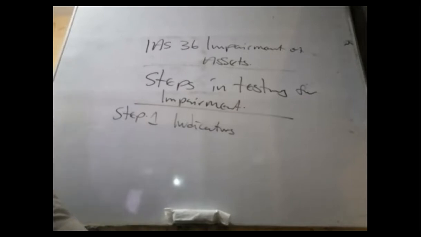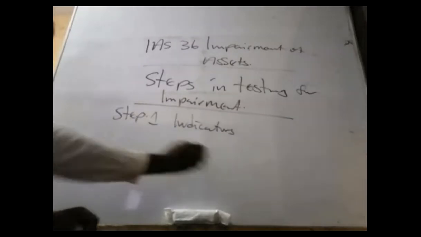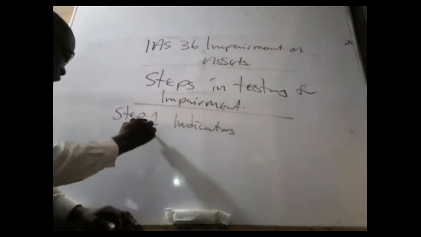Indications of impairment. Now we have external indication and internal indication. Let's look at the internal first, then look at the external. So indicators, number one, let's look at the internal indication.